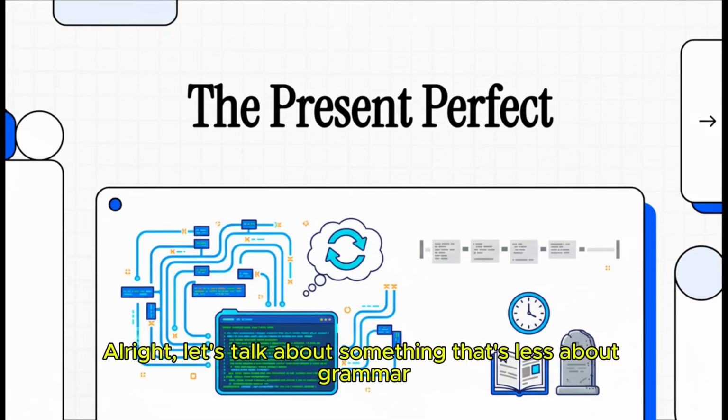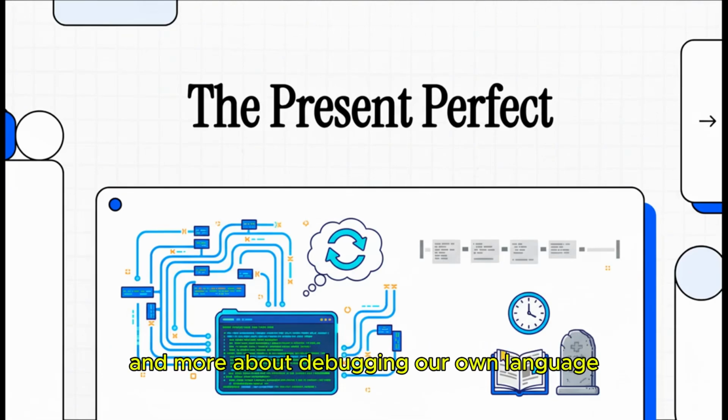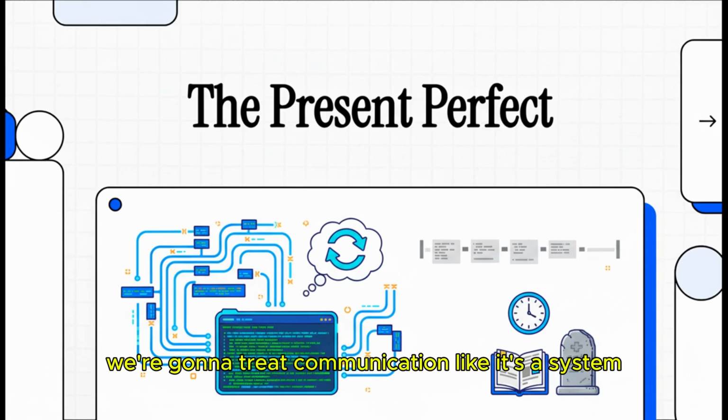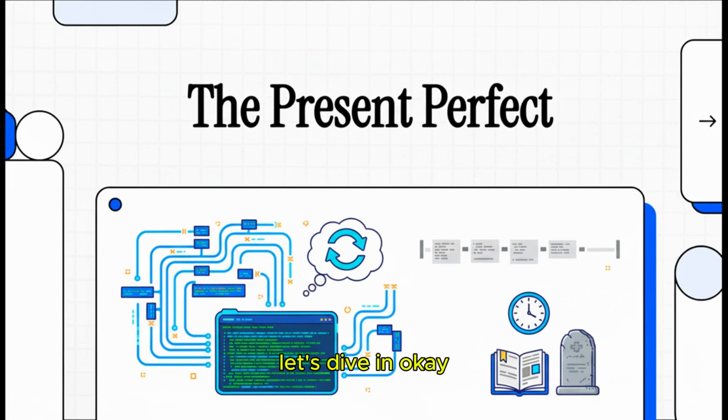All right, let's talk about something that's less about grammar and more about debugging our own language. We're going to treat communication like it's a system and find a tool that makes our status updates just as precise as our code. Let's dive in.